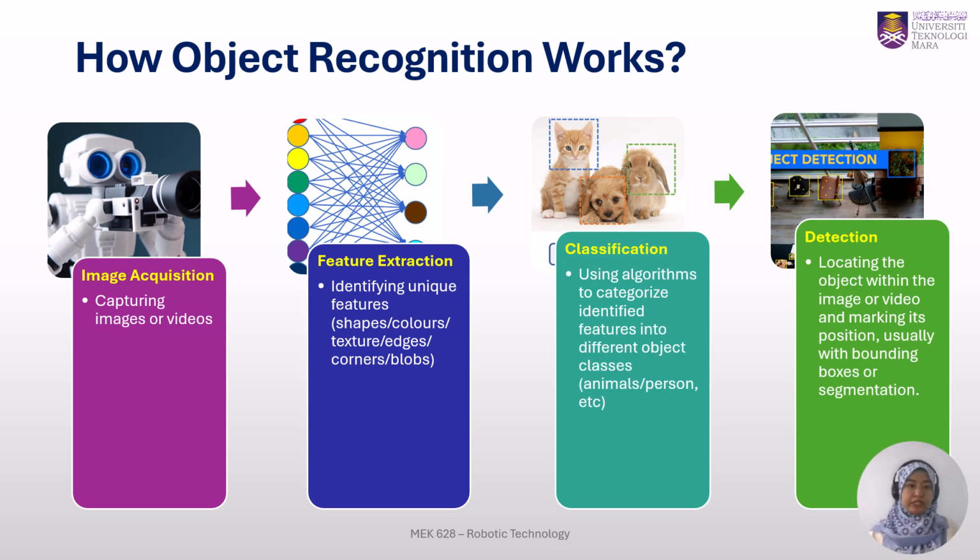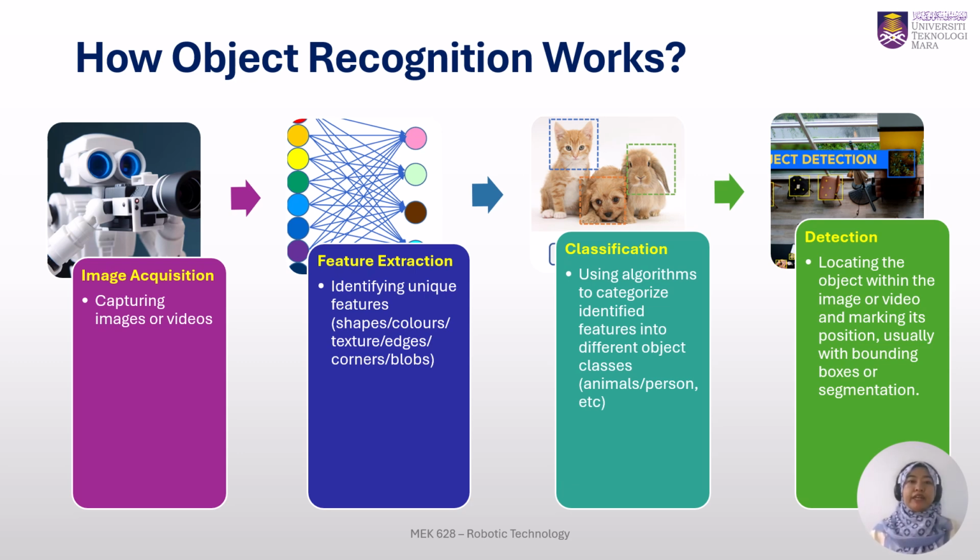Here's the process of object recognition. First, it will capture the image through a video or a camera. After it captures it, it will extract meaningful features like shapes and colors to differentiate between the objects in the image, or maybe identify the edge of the object in the image. And then after it has identified it, it will classify by using AI, for example, to categorize this object, whether it is a cat, or a rabbit, or a dog.